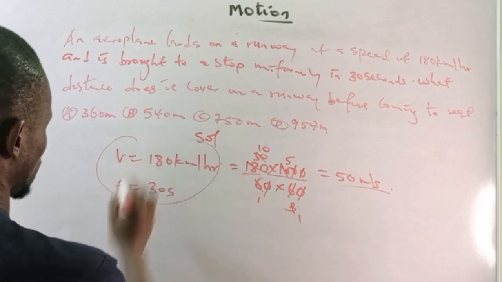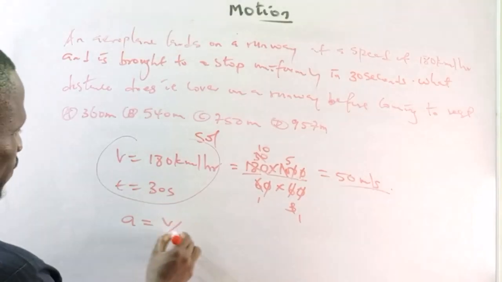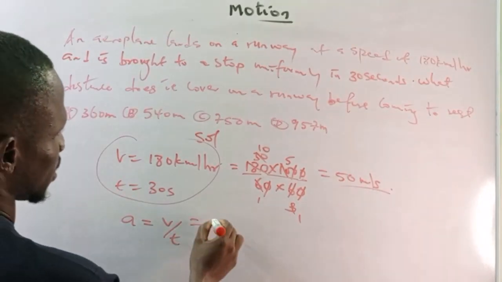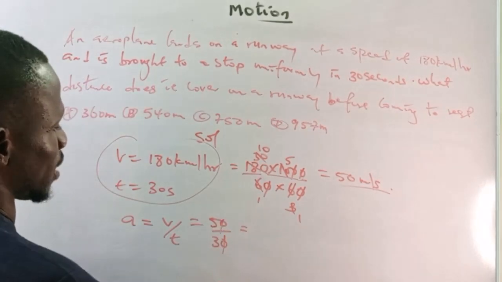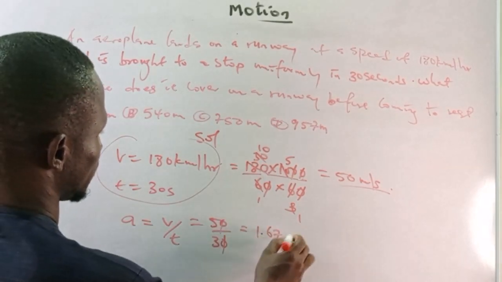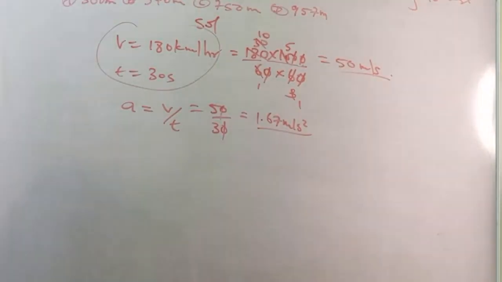These two give us what we call the acceleration. Remember that? V over t. So that is 50 over time, 30. 5 divided by 3 is 1.67 meters per second squared. So what do we have now?